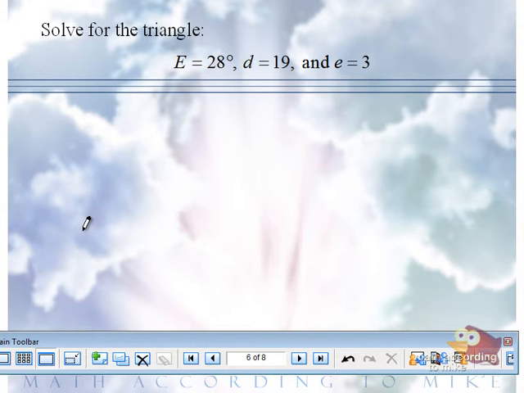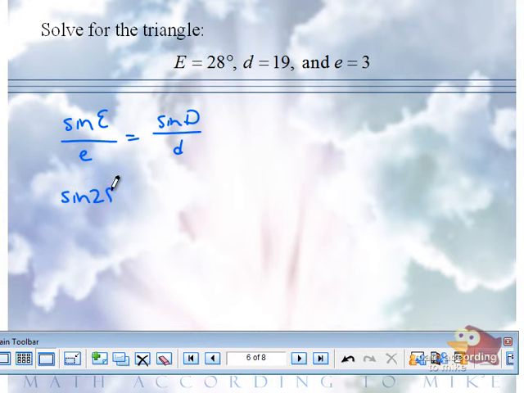So the setup would be, since we're going to find an angle, we should put the angles on top. So the sine of angle E, I shouldn't have put degrees there, I apologize. The sine of angle E over E is equal to the sine of angle D over D. Remember, whatever you're trying to solve for, put it on top. It gives you one less step. You don't have to do reciprocals or anything. So the sine of 28 degrees is to 3 as the sine of D is to 19.